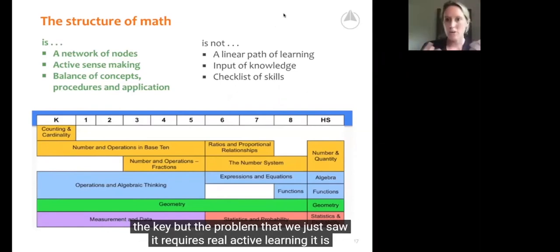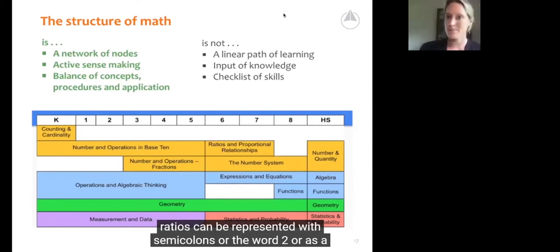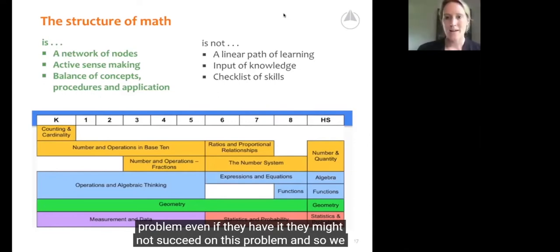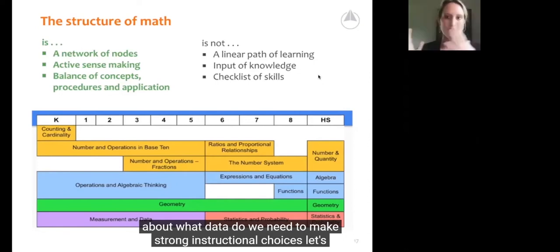There's no kind of, open the brain, pour in knowledge that is going to prepare a student to succeed with the problem that we just saw. It requires real active learning. It is also not a checklist of skills. Just checking off that a student knows that ratios can be represented with colons or the word "to" or as a fraction is sort of irrelevant to whether they're going to succeed on this problem. Even if they have it, they might not succeed on this problem. And so we have to remember all of that as we think about assessment, because assessment is about what data do we need to make strong instructional choices.